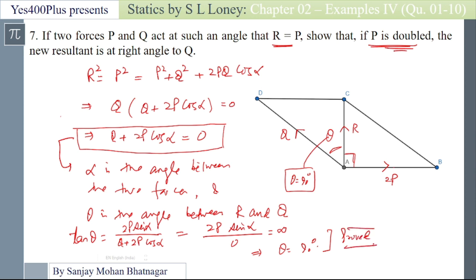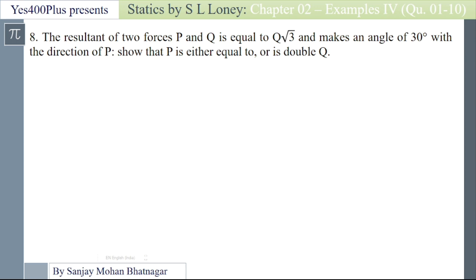Okay, next question. The resultant of two forces p and q is equal to q root 3 and makes an angle of 30 degree with the direction of p. Show that p is either equal to q or is double q. ट्रिग्नोमेट्री का इस्तेमाल करेंगे. ये बहुत सरल क्वेश्चन है, तो सबसे पहले इसकी फिगर देखते हैं.